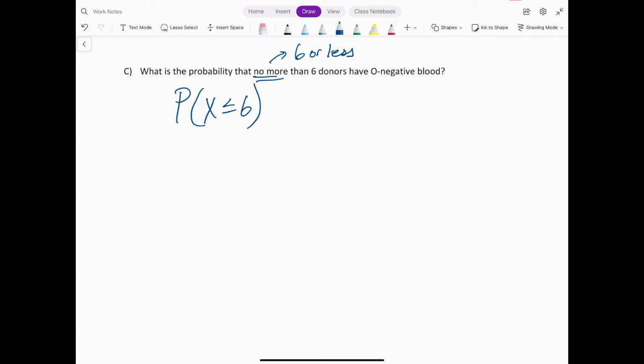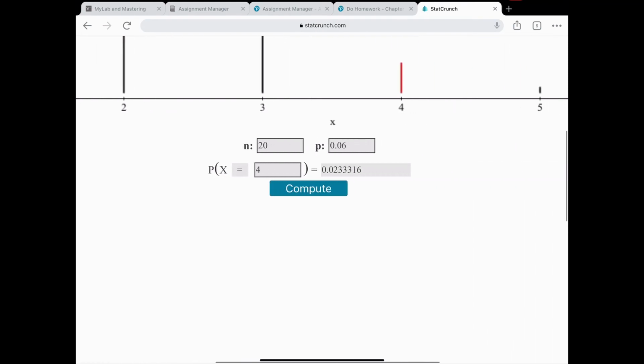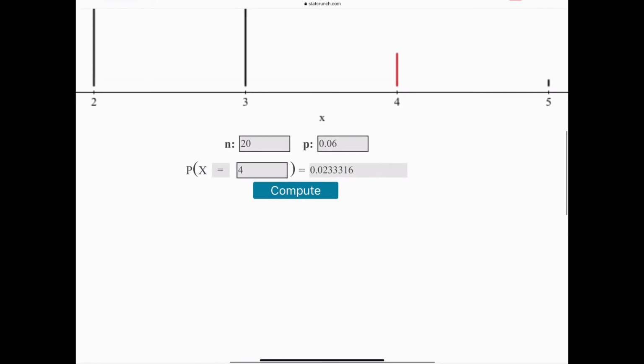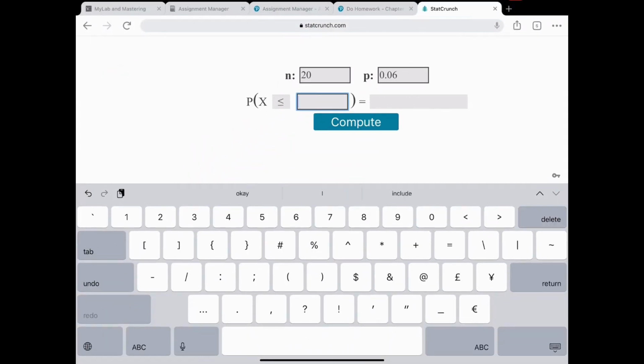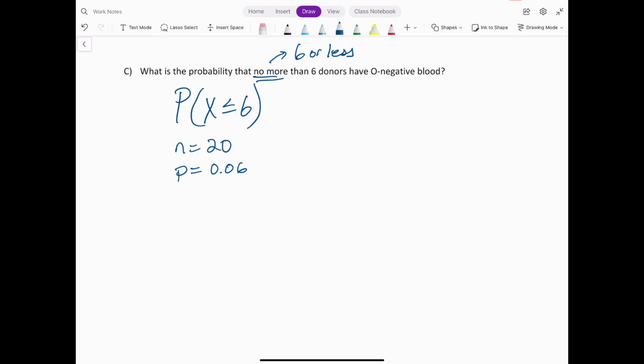Same scenario. Our n is still the 20 people waiting in line. Our p, probability of success, is still 6%. We go to our calculator. We're still in standard mode. n is still 20, p is still 0.06. This time X is less than or equal to 6. We calculate that and we get 0.9998. I went out 4 decimal places there just so it wasn't 100%.